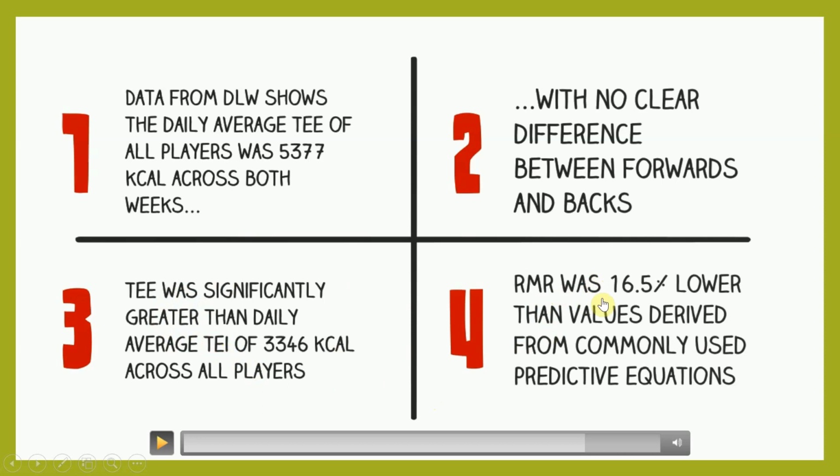And the resting metabolic rate, which is what RMR stands for, was 16.5% lower than values derived from commonly used equations, okay, using this study. So the main thing to get from this is an idea that rugby players use a lot of calories per day, and obviously to maintain their energy levels and performance levels, their intake needs to match that. And then if they wanted to put on muscle, they would need to regularly have more than this in order to be able to build muscle.